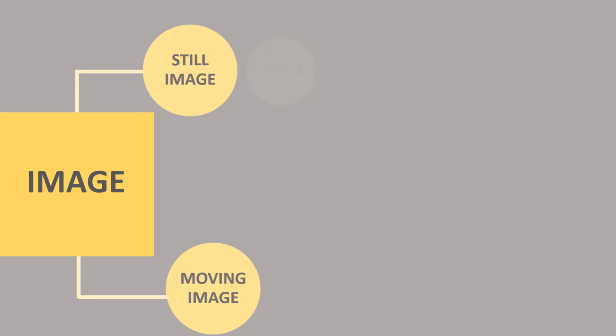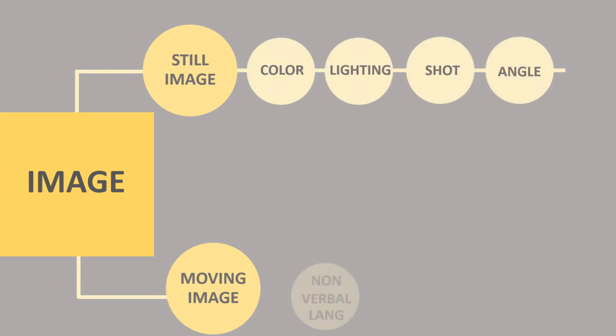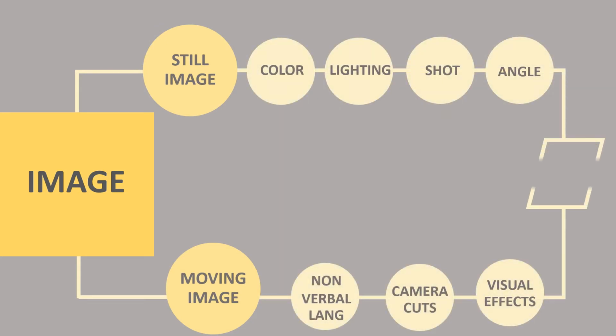Start with the core mode of image. There are the uses of still image and of course moving image. So the translators need to be aware of many submodes like color, lighting, camera shot, and camera angle. And the very important submodes of moving image is that the use of nonverbal language or body languages.